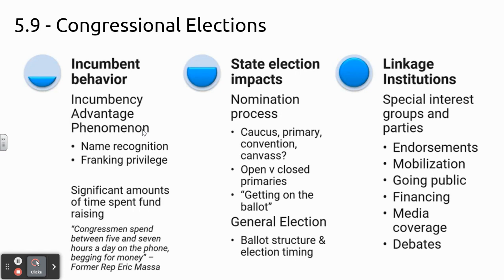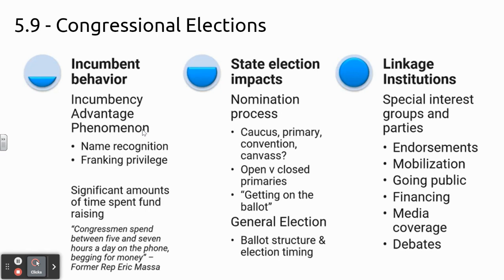But there's a lot of time spent on fundraising, and you read the quote down there where congressmen spend between 5 and 7 hours a day on the phone begging for money. And the process really starts once they get elected. It's a constant reelection process. We'll talk about this with the modern campaign in the next lesson. But once they get elected, this process starts, and they're trying to work at the same time. All right, so you can see just the idea of the balance of what some of the things that they're doing.